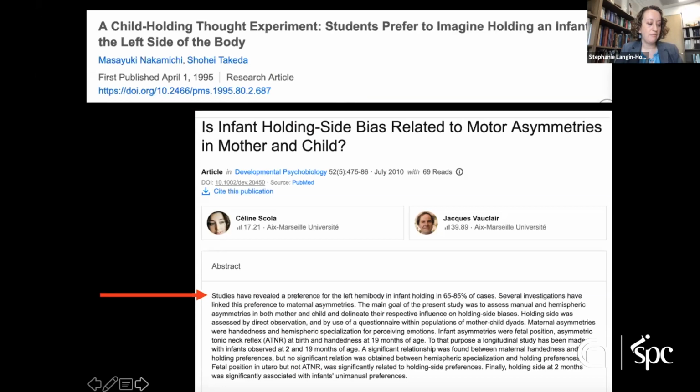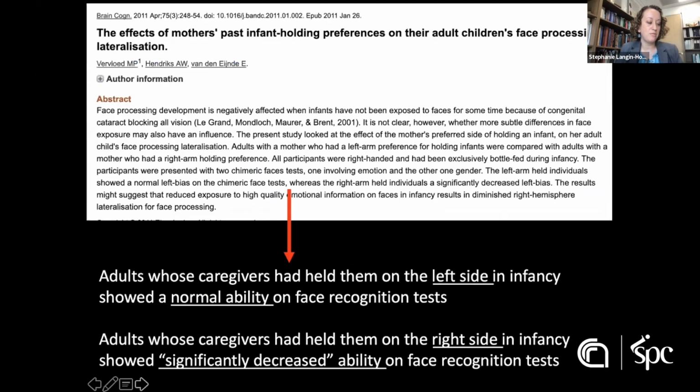Theories regarding this preference suggest that the posture promotes infant development, particularly social and emotional skills, such as the ability to interpret facial expressions. So children who are held on the left side when they are babies show a normal ability on facial recognition tests, and babies that are usually held on the right side of their mother's body show a significantly decreased ability to recognize faces. So holding your baby on the left side is healthier for your baby.